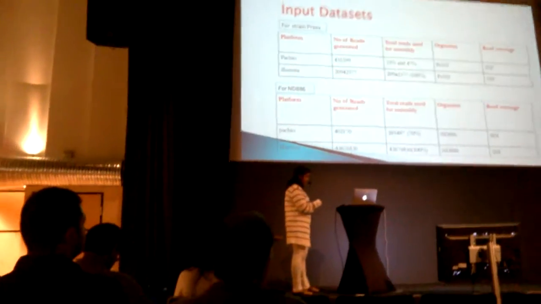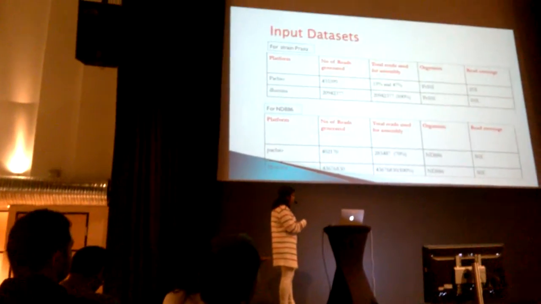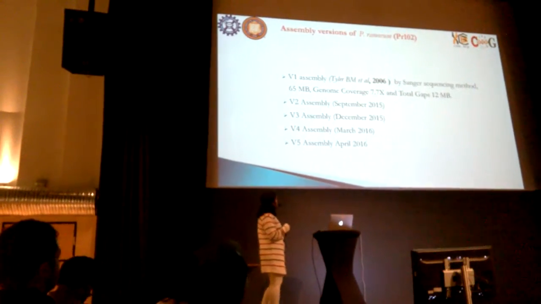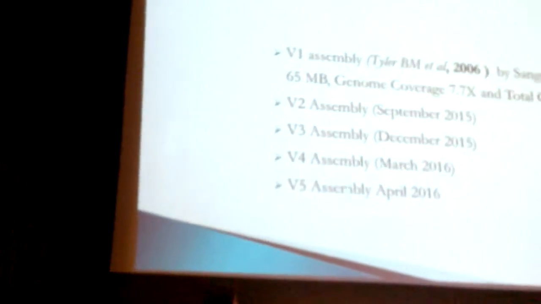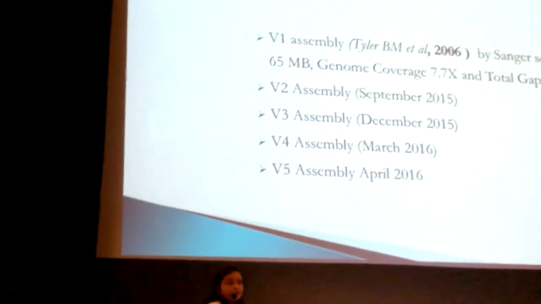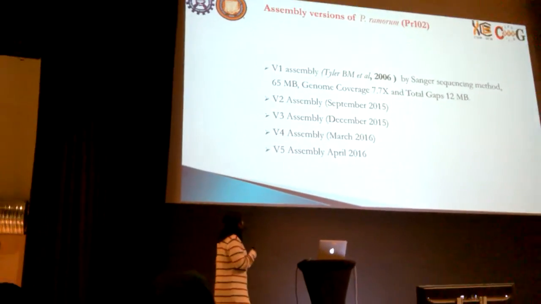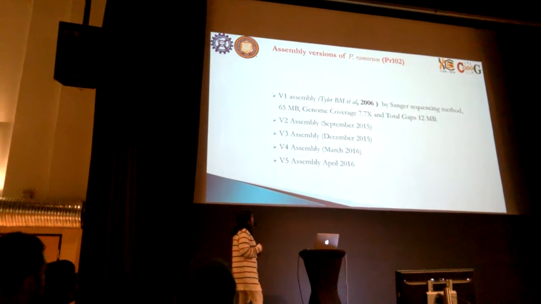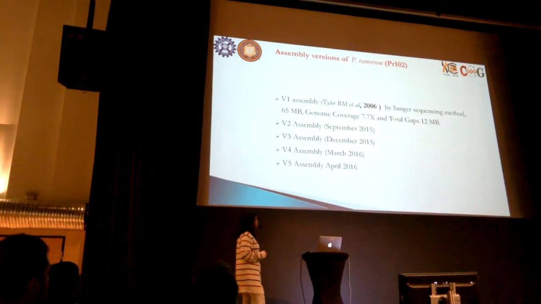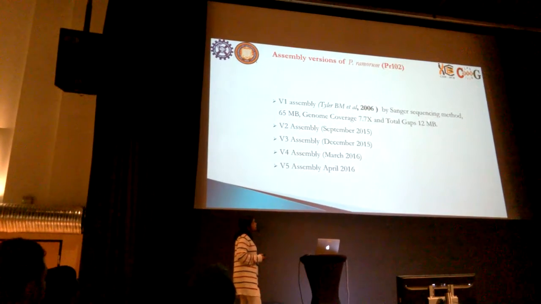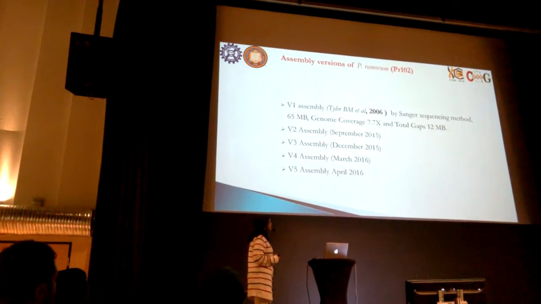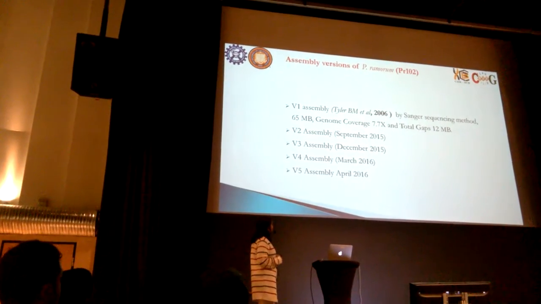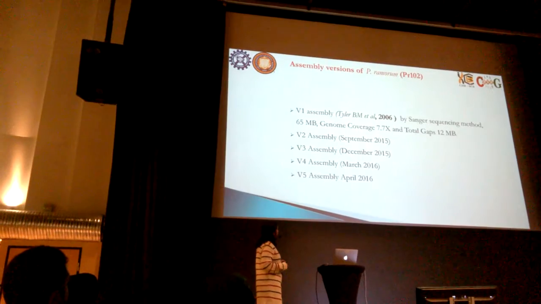These two assemblies that we tried out, and what are the pitfalls for that. In this process of doing assembly, we have generated 5 assembly versions. The first one was published in 2006, about a decade back, and it had a 65 MB genome. But what was bad about this assembly was it has 12 MB as gaps, and the coverage was also quite less.